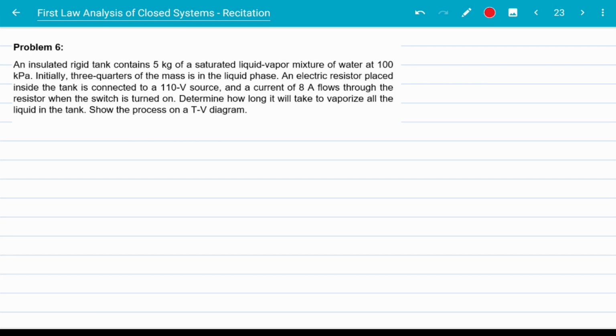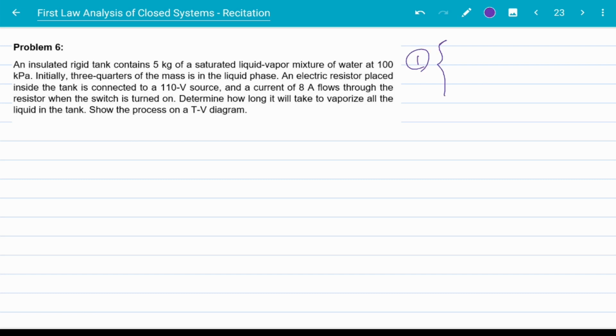Problem 6. We have 5 kilograms of saturated liquid vapor mixture of water at 100 kilopascals. Now initially, 3/4 of the mass is in the liquid phase. An electric resistor placed inside the tank is connected to a 110 volt source, and a current of 8 amperes flows through the resistor. It asks how long it will take to vaporize all the liquid inside the tank. We also need to show the process on a TV diagram, not the PV, the TV diagram.